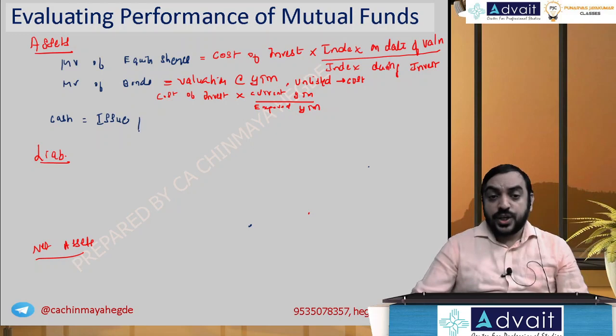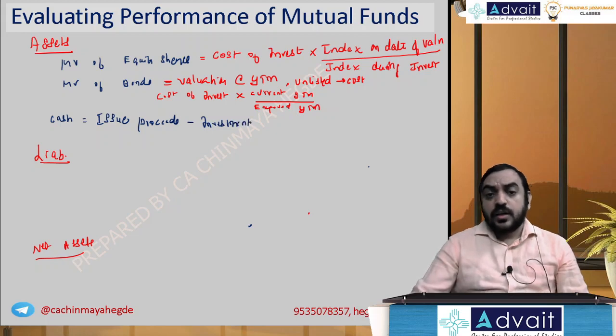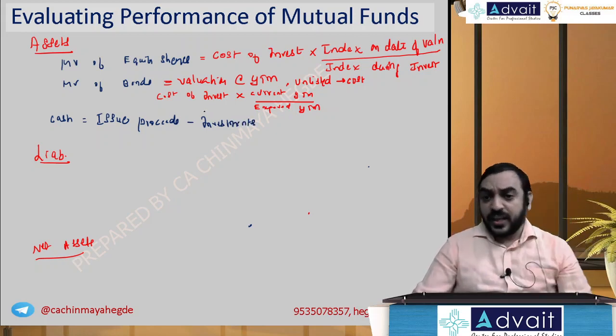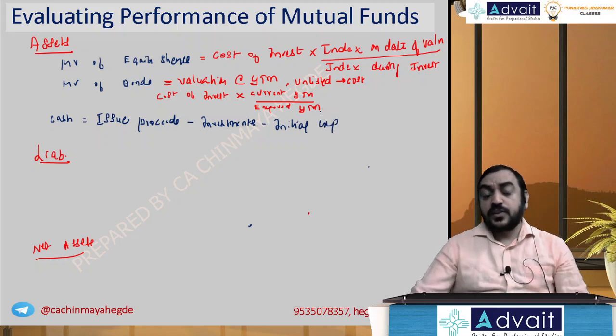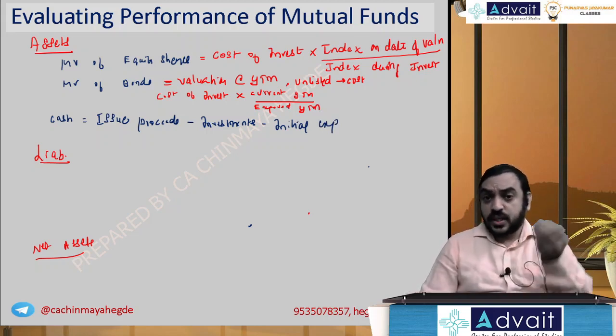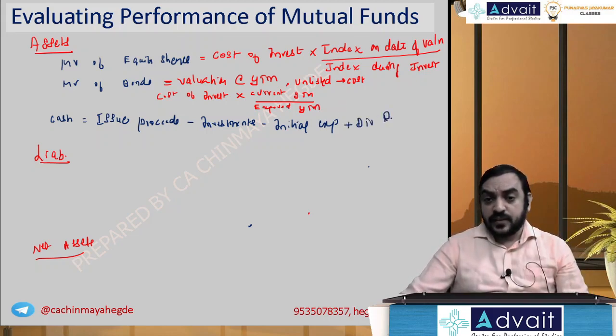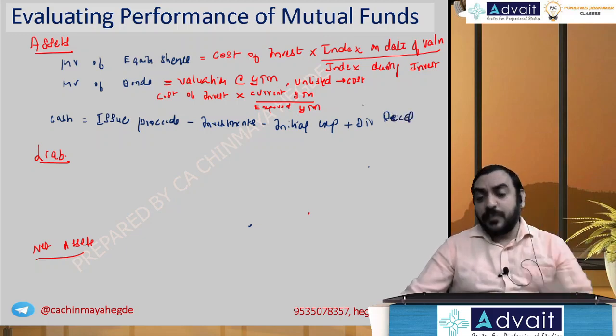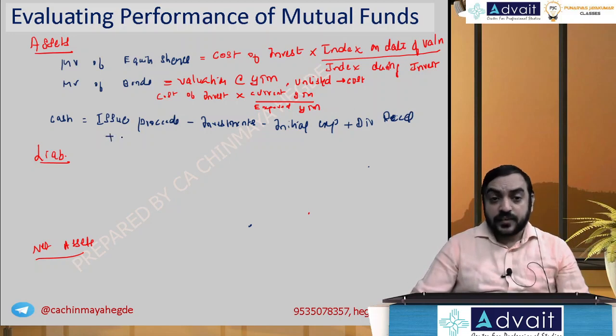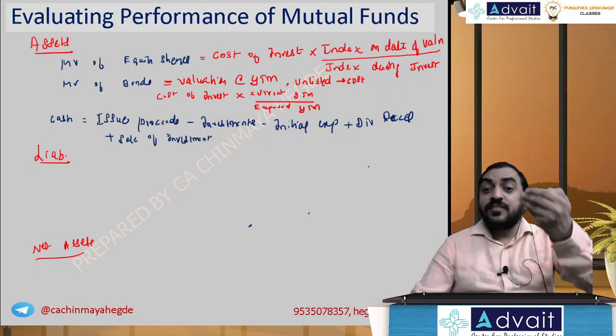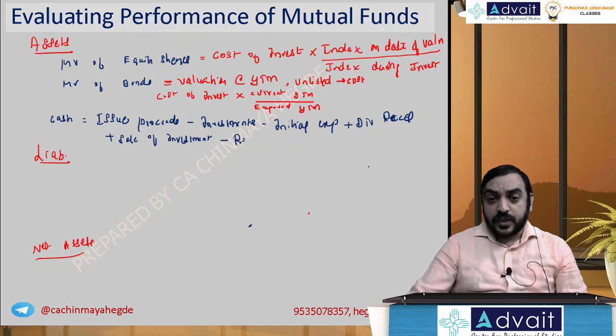From the beginning, if you calculate, issue proceeds minus investments. Once you receive the money, you are going to invest, minus investments. Minus initial expenses, because you have to incur issue charges, flotation charges, subscription charges. Then you might receive some dividend, so plus dividend received. You might sell some investment, so you receive money on that, plus sale of investments. And once you sell, you might reinvest some amount, so minus reinvestments or purchases.